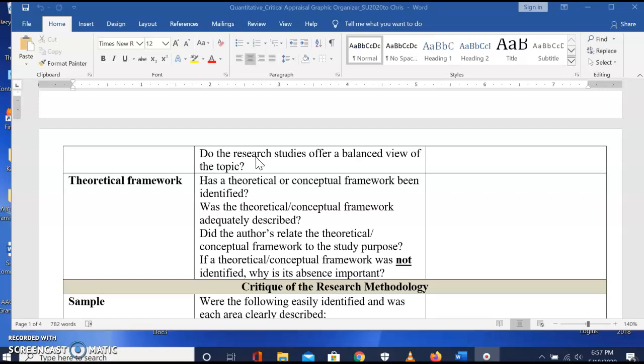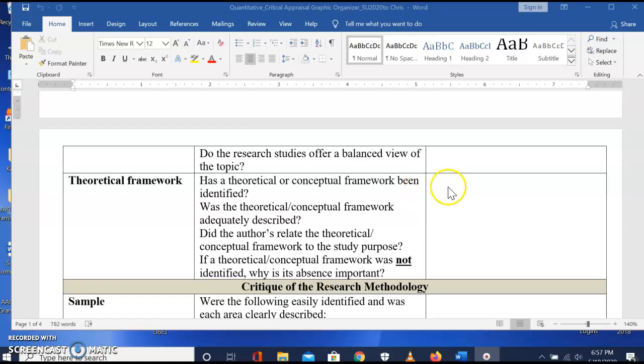We also want to know if the authors relate a theoretical or conceptual framework in a quantitative study. This is more important in a quantitative study because a quantitative study really takes theory and tests the theory. So it's very important to have a conceptual framework or theoretical framework in a quantitative article, more so in quant than in qual. And so again, this is a yes/no question. Either the author has it there or they don't.